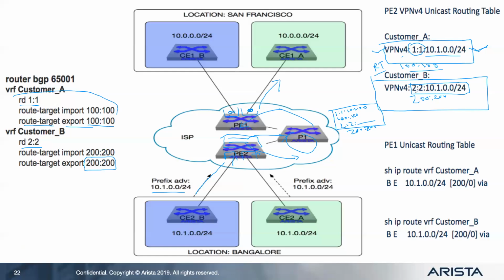Now it will check these two routes in the EVPN table. It checks, in the VRF customer A routing table, which route do I have to install? I have to install the route which has a route target of 100:100 import. So whatever route has route target 100:100, I import. This route has route target 100:100, so it will install this particular route, 10.1.0.0/24, into VRF A. Similarly, this one has route target 200:200, so that will be installed in the VRF of customer B.